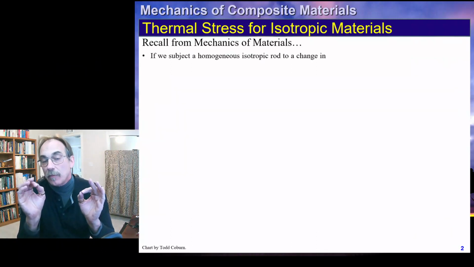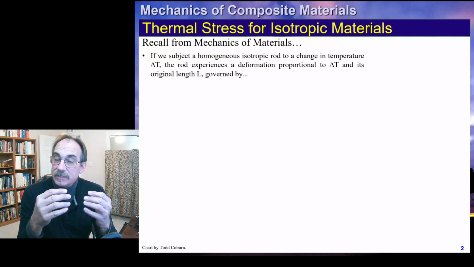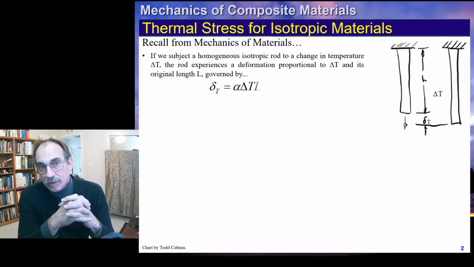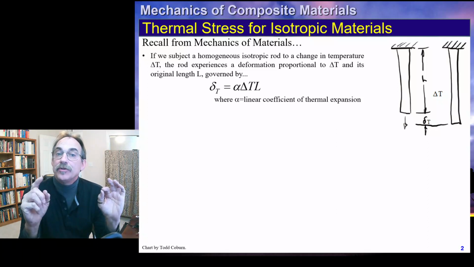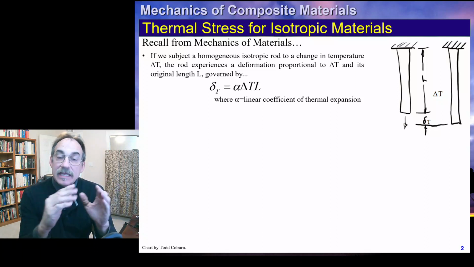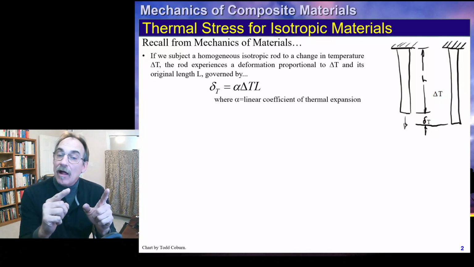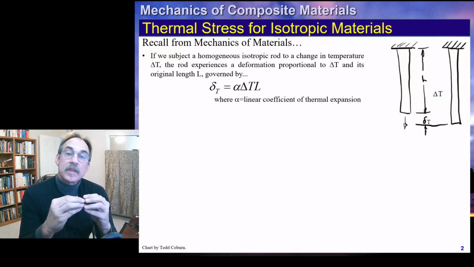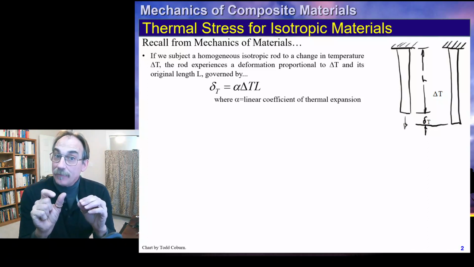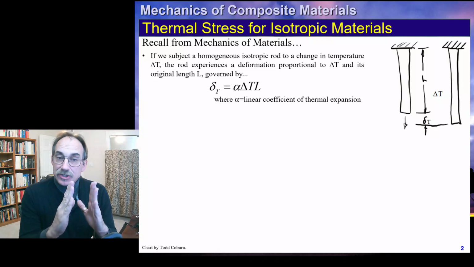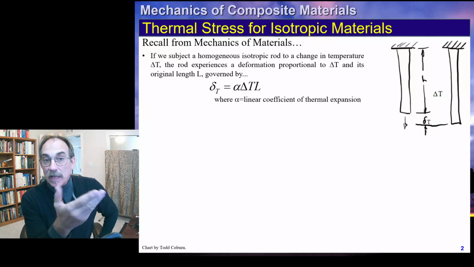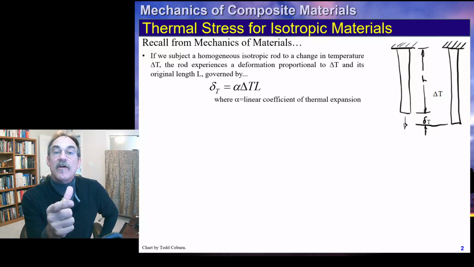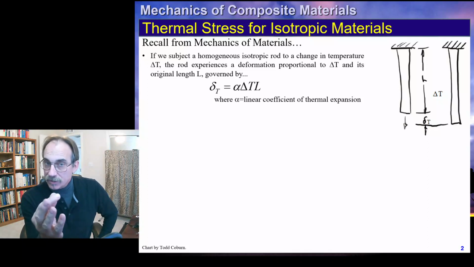All right, let's start by recalling what we've learned about thermal stresses and strains for isotropic materials. Imagine an isotropic rod subjected to a change in temperature. That change in temperature is going to introduce strains in the element given by alpha delta T, where alpha is the coefficient of thermal expansion and delta T is the temperature change. And if we multiply that thermal strain by the original length, we'll find out how much it deflects. If we multiply by the original thickness or width, we'll find out how those dimensions grow as well or contract.